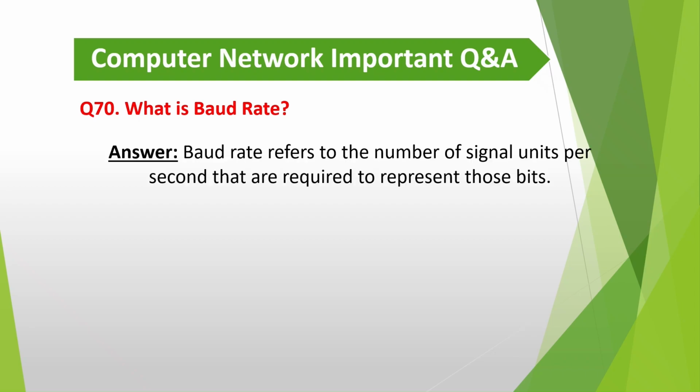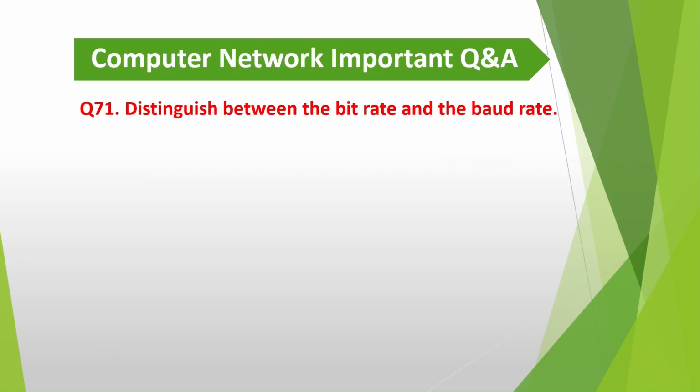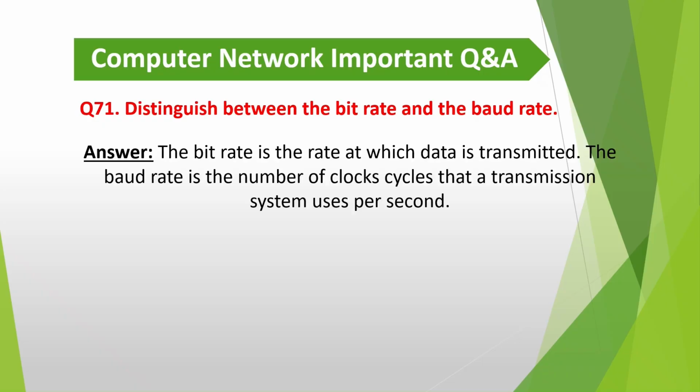Answer. Baud rate refers to the number of signal units per second that are required to represent those bits. Question 71. Distinguish between the bit rate and the baud rate. Answer. The bit rate is the rate at which data is transmitted. The baud rate is the number of clock cycles that a transmission system uses per second.